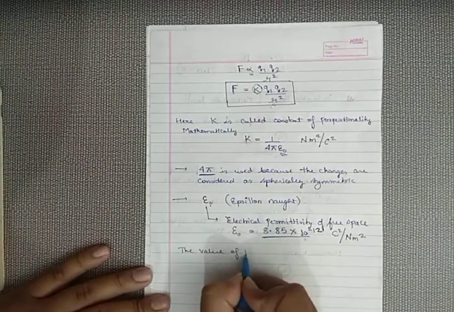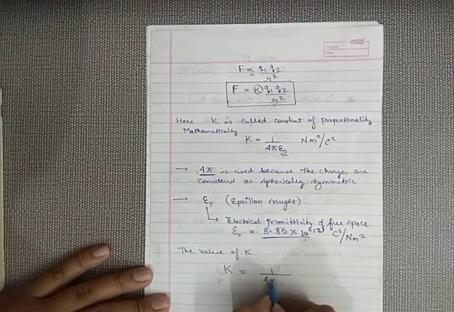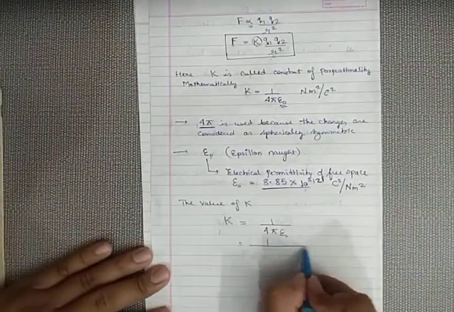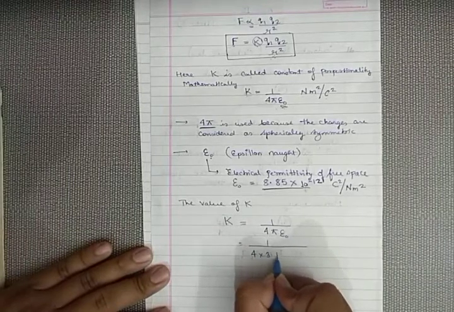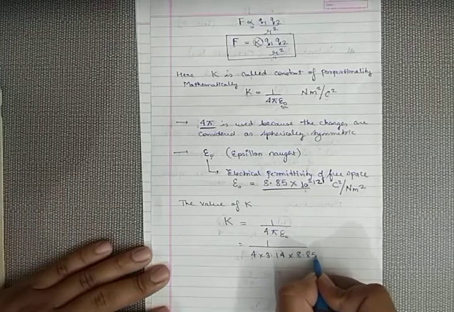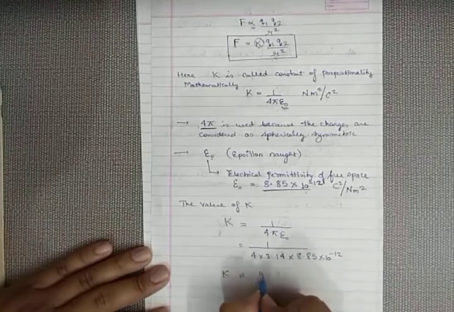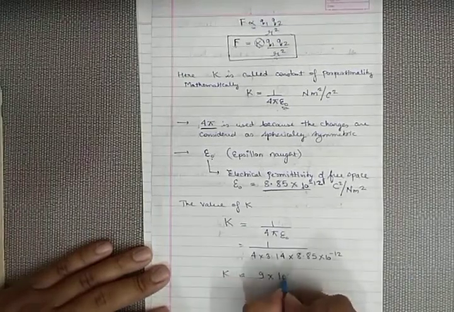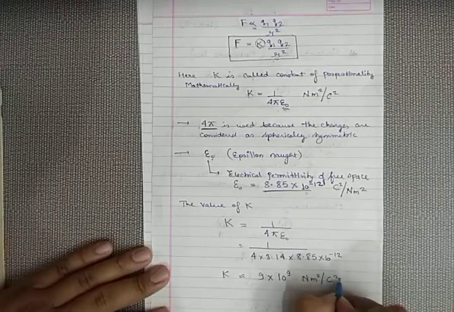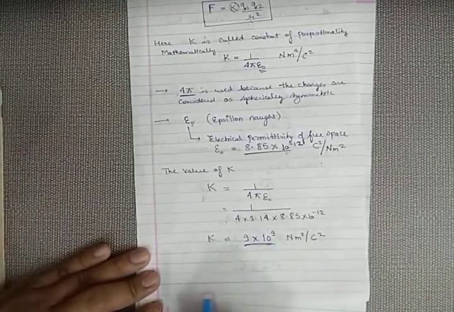The value of K, we have written K equals 1 upon 4 pi epsilon naught. So on substituting the value 3.14 for pi, and epsilon naught is 8.85 times 10 raised to the power minus 12. On simplifying this expression, we will get the value of K as about 9 times 10 to the power 9 Newton meter square upon Coulomb square. So this is the expression for K.